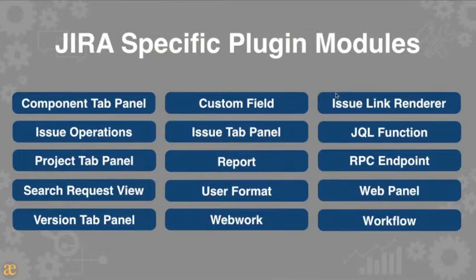So the component tab panel, and there's an issue tab panel, and there's a version tab panel and a project tab panel. So that's when you go into the project administration, for instance, and there is issue types and workflows and field configuration, all those different tabs, you can add another tab to that section with the project tab panel and put your own information in there. Or in the issue tab panel, down at the bottom, there's comments and history and all that stuff.